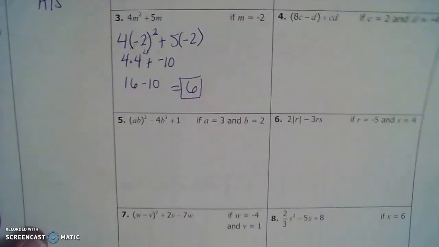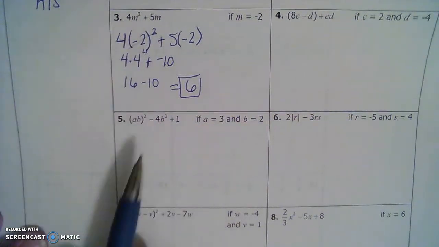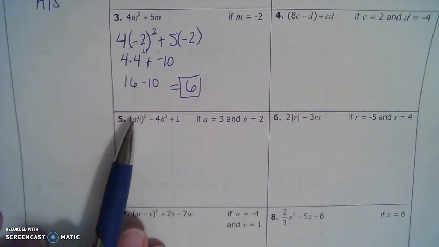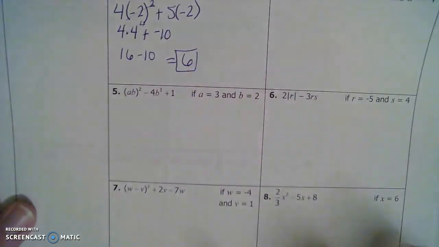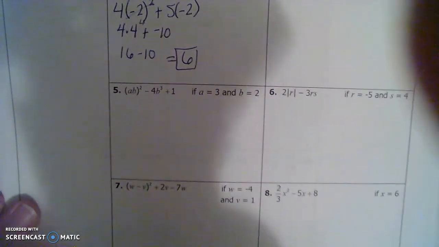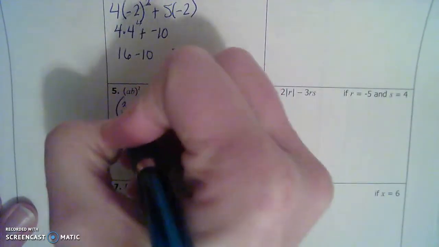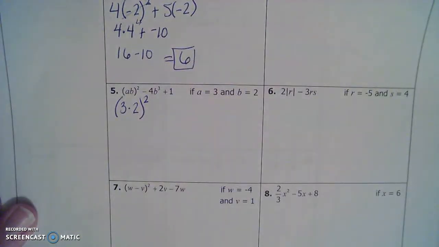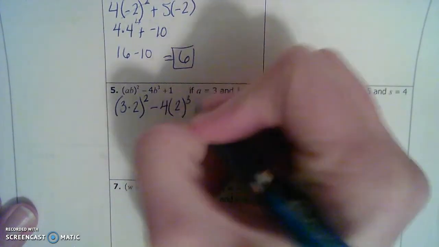So notice the difference between 3 and 5. In 3, only the m has a squared. In number 5, the a and b are together squared. So this means you have to multiply a times b and then square it. So what that one will look like is we will do parentheses. A is 3 times b, which is 2, squared. So I didn't put them in individual parentheses because that would have looked a little bit yucky. So I just left it with multiplication. Minus 4 times b, which is 2 cubed plus 1.